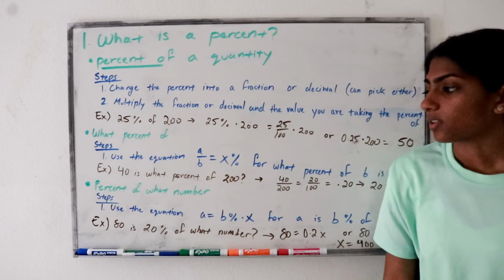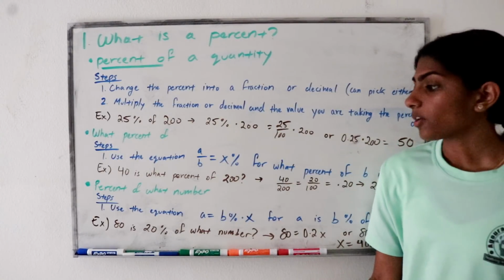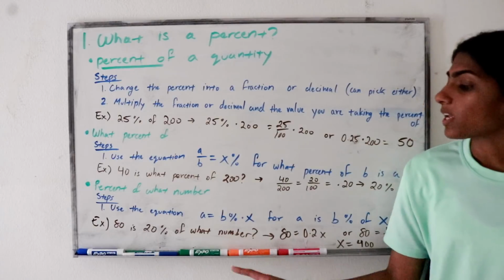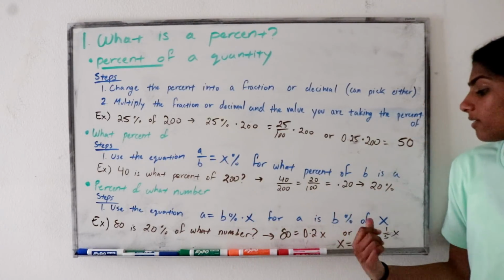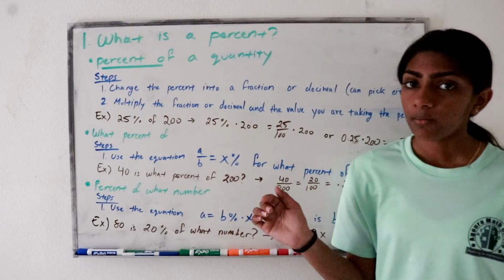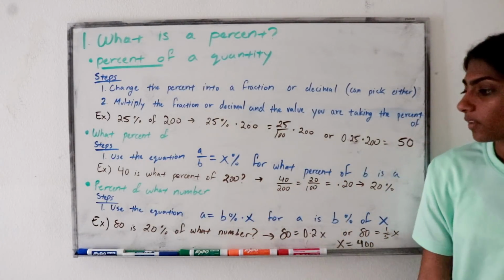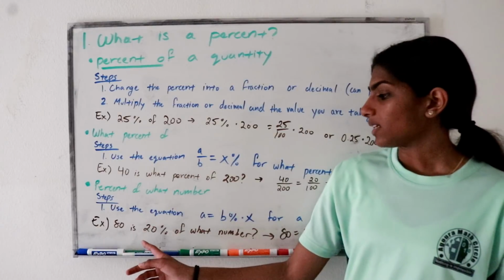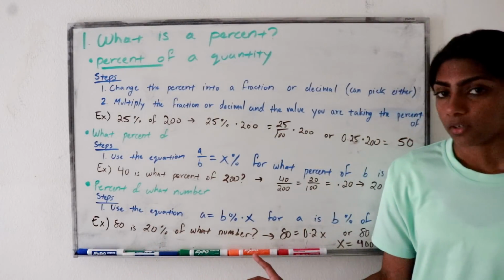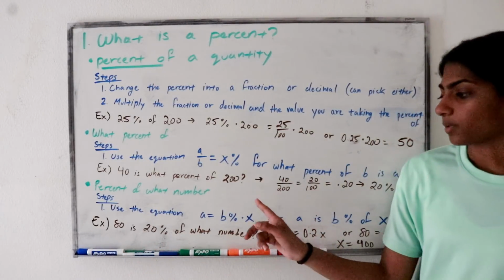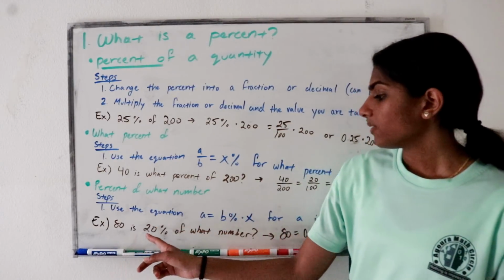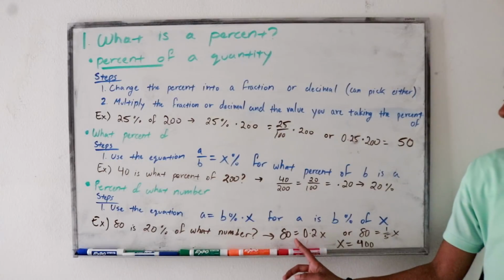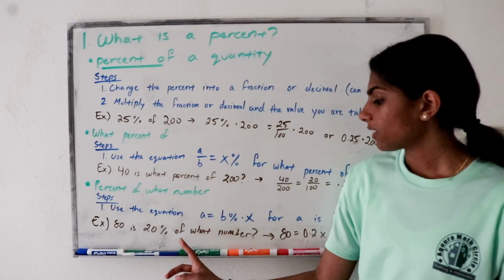So the next type of question is "percent of what number?" This also uses an equation, and the equation is A equals B percent of X, for A is B percent of X. So if it says percent of what number, we know that what number means X. In this example, it says 80 is 20% of what number? First thing we're going to do is look at the equation and see which variable goes with which value. So 80 goes with A.